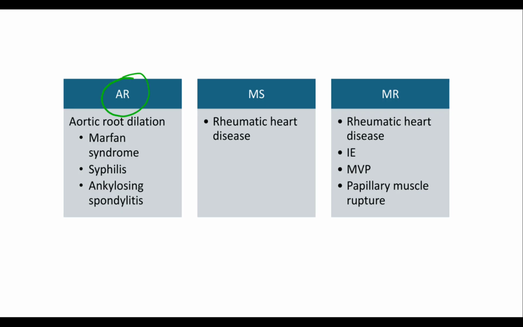Aortic regurgitation can be due to aortic root dilatation. Now that can be seen in Marfan syndrome. It can be seen in tertiary syphilis when there is cardiac involvement, and in ankylosing spondylitis as well.